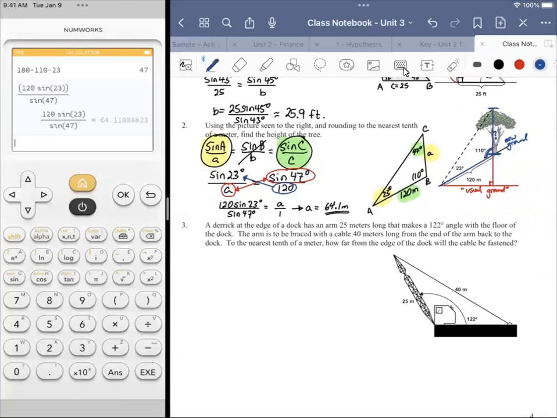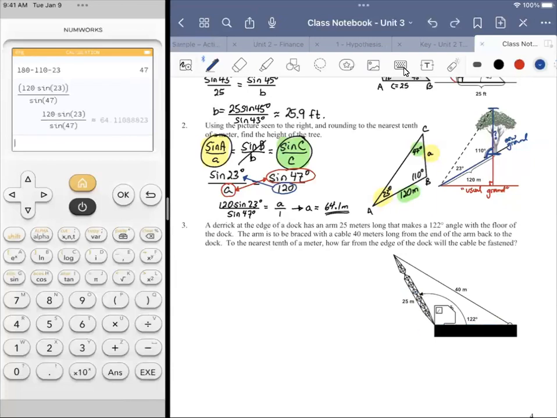So, number 3: a derrick at the edge of a dock has an arm 20 meters long. Regardless, if you know anything about docks or derricks, I honestly didn't until I saw this problem for the first time, and I was like, all right, I guess that's what it is. Has an arm of 25 meters. So even though they said the derrick has an arm, you're like, oh, what are you talking about? They labeled the 25 meters right here, so you can kind of figure that out. Makes a 122-degree angle with the floor of the dock. So that must be this.